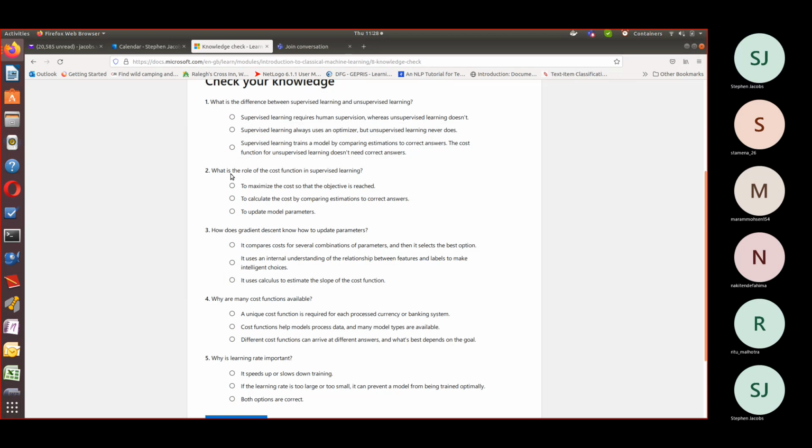So what is the role of the cost function in supervised learning? To maximize the cost, so the objective is reached. To calculate the cost by comparing estimates to correct answers. To update the model parameters.